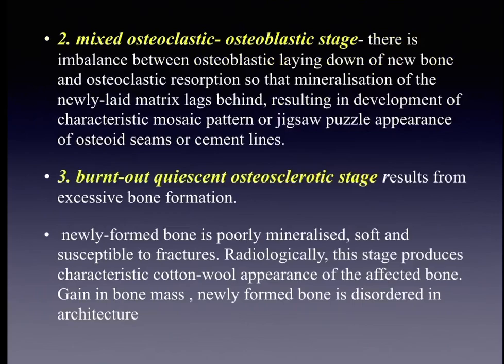The final stage of burnt out quiescent osteosclerotic stage results from excessive bone formation, but here again the newly formed bone is poorly mineralized, and so it feels soft and is more susceptible to fractures. When you examine radiologically, this stage produces a characteristic cottonwool appearance of the affected bone. So, though there is gain in bone mass, the newly formed bone is disordered in architecture. This is the main pathology in Paget's disease.